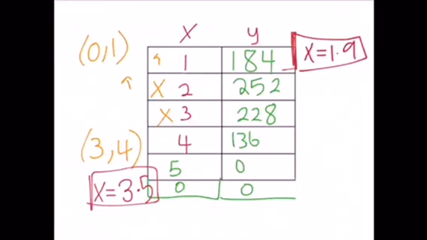Here we drew a table, and we chose the values from 0 to 5, and we found the corresponding y values. So at 1 the value is 184, so the answer of this graph has to be between 1 and 0, because 184 is really close to 175. So the answer is going to be really close to 1.